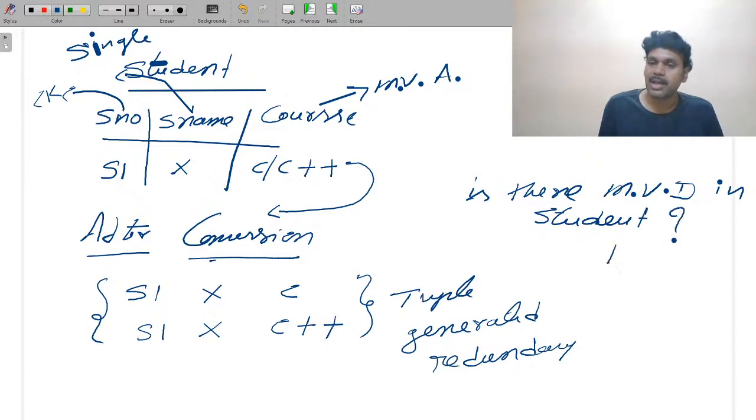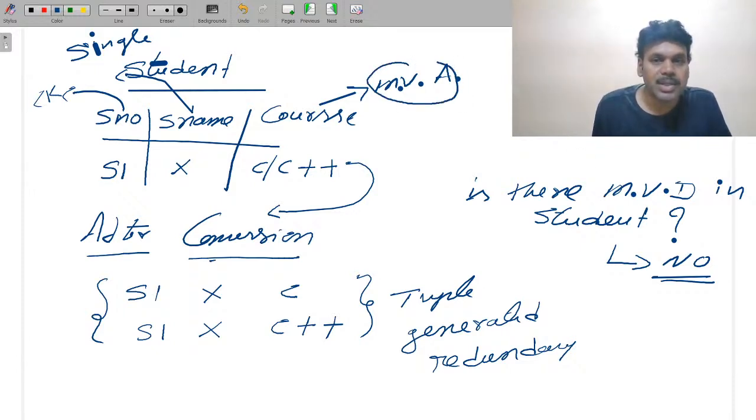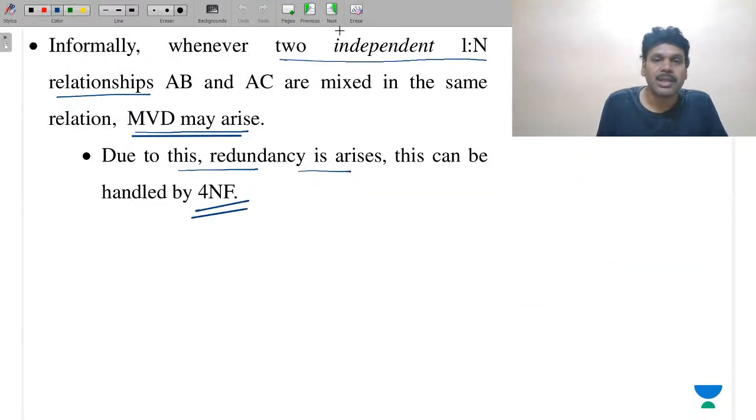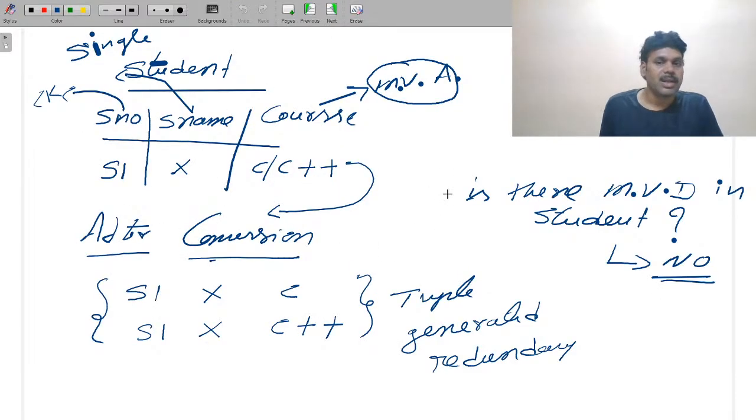We will say the answer: not at all. This is not a multi-value dependency. Why? We already learned that to see a multi-value dependency, there is a minimum of two multi-valued attributes. The other name for multi-valued attributes is nothing but one-to-many, two independent one-to-many relationships.